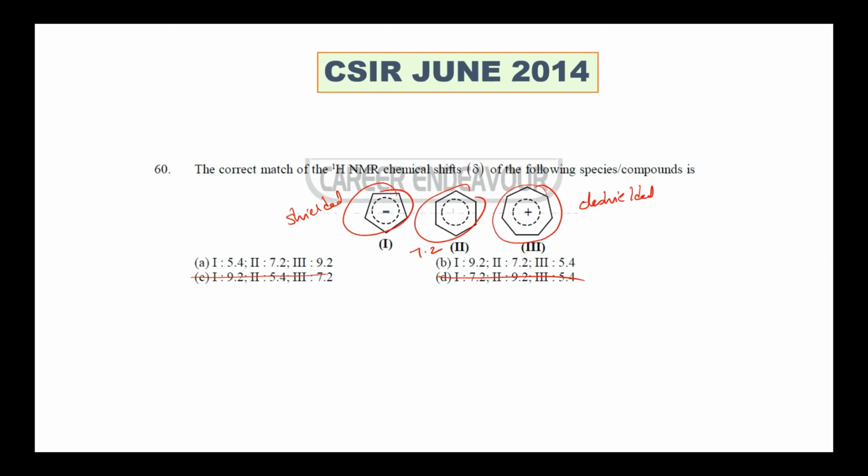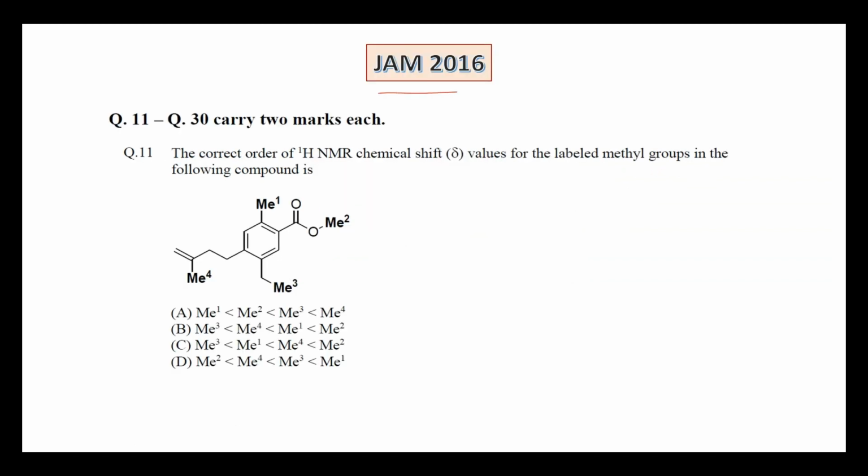So now A is, now 1 is shielded, so it will be having low delta value. 3 is deshielded, it will be having high delta value. So now look into the option. So option A is the right answer. Next is JAM 2016 question.